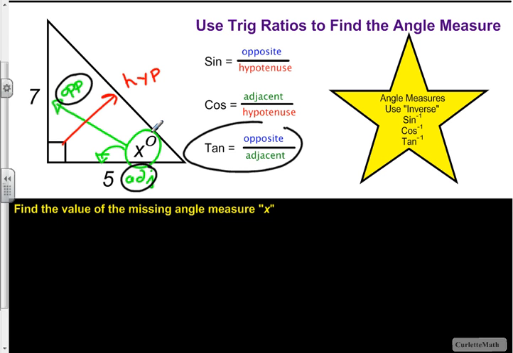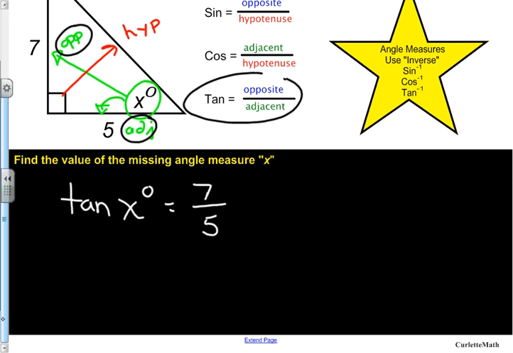To do this, we said we're going to use the tangent, so we take the tan of our angle measure. We don't know that angle measure, that's x degrees. And our opposite side length is 7, and our adjacent side length is 5. Now, that looks kind of weird. We're like, well, where are we going to go from here? Well, this is where we use the inverse. So we're going to take the tan inverse.